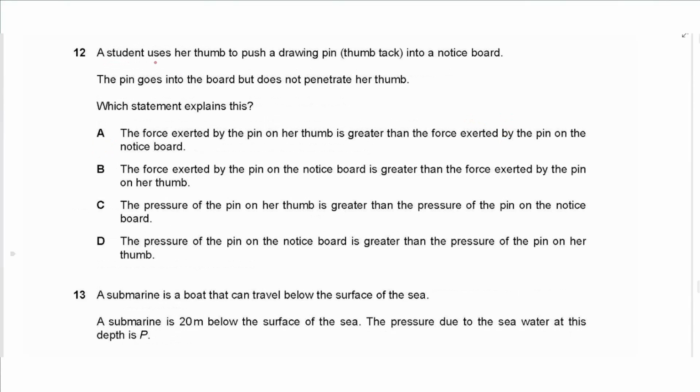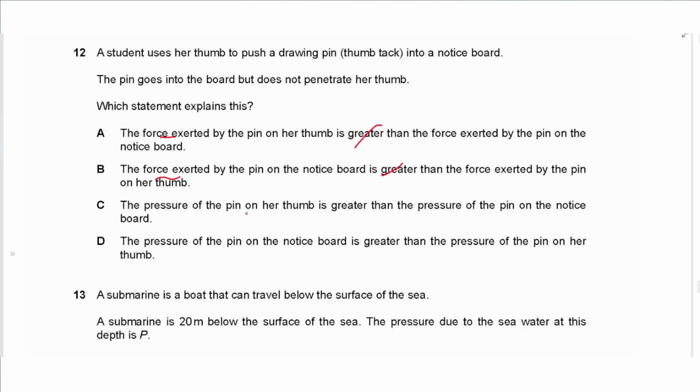Question 12 says a student uses her thumb to push a drawing pin into a notice board. The pin goes into the board but does not penetrate her thumb. Which statement explains this? So the force exerted by the pin on her thumb is greater. So solid objects transfer the same force. So anything about the force changing is not correct.